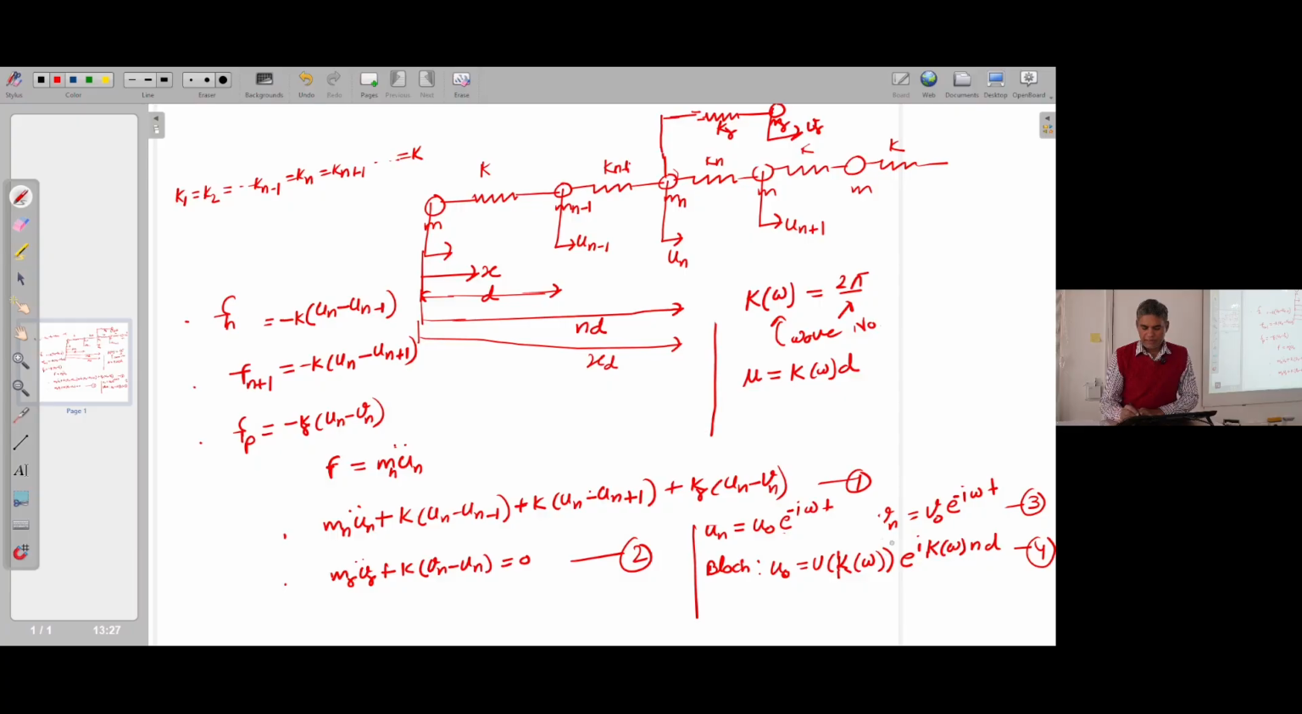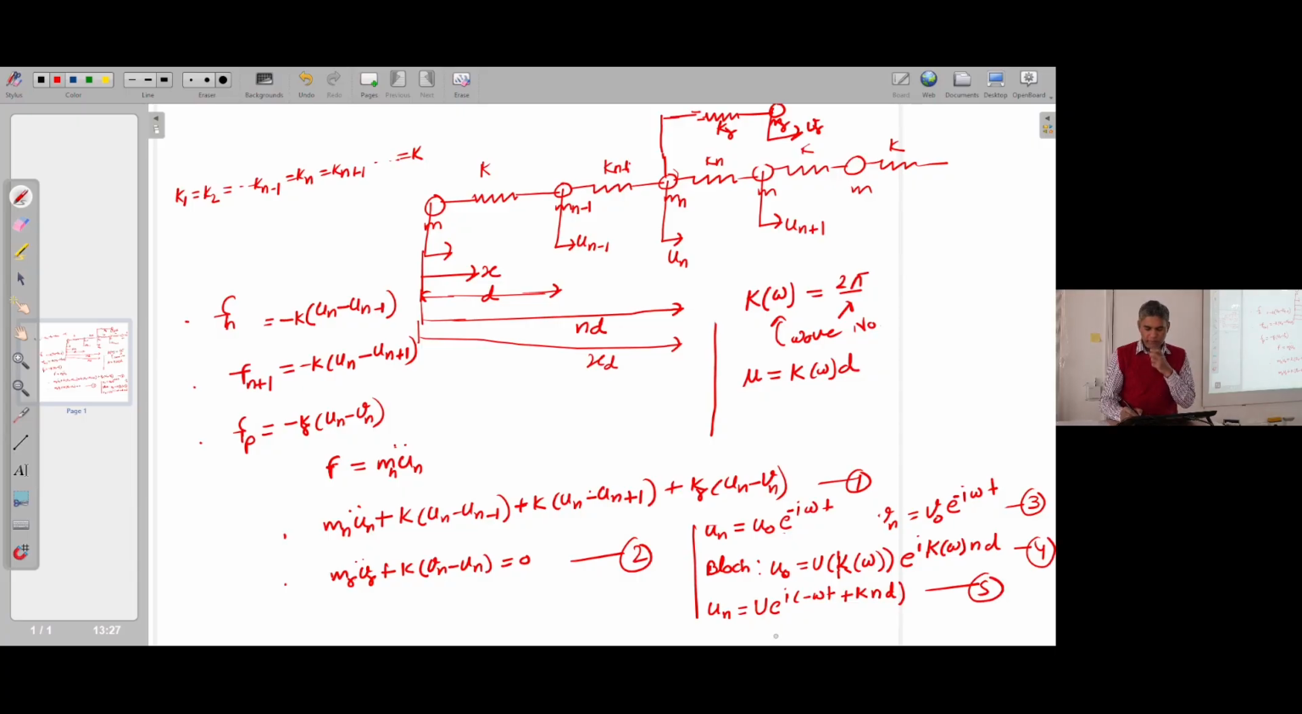Then we can put the values from equation number 4 to 3, and then I can write the expression un, that is un is equal to capital U. I am not writing the function in full, just writing it simply. So we have e raised to power i, minus omega t plus capital K into N into D. This is equation number 5.